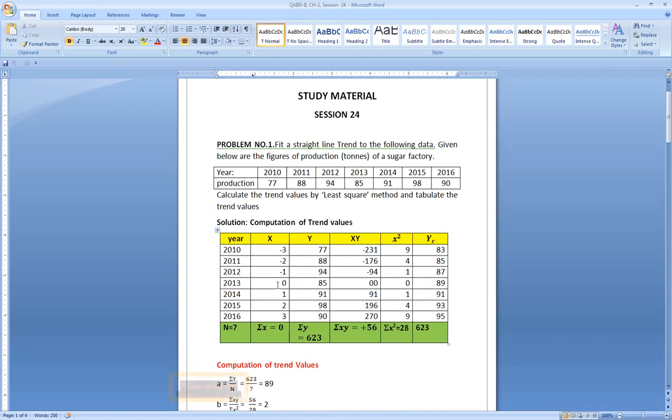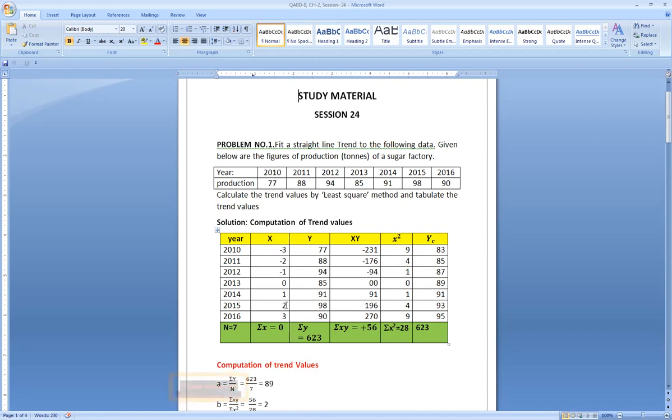Now we go for calculating the deviation. X values minus 2013, that is x minus a, as we used to calculate previously. 2013 minus 2013 will be 0. 2010 minus 2013 becomes -3. 2011 minus 2013 becomes -2. 2012 minus 2013 becomes -1, then 0. 2014 minus 2013 means 1.